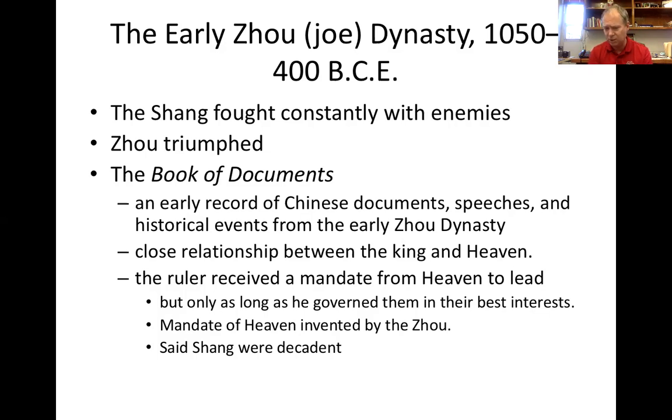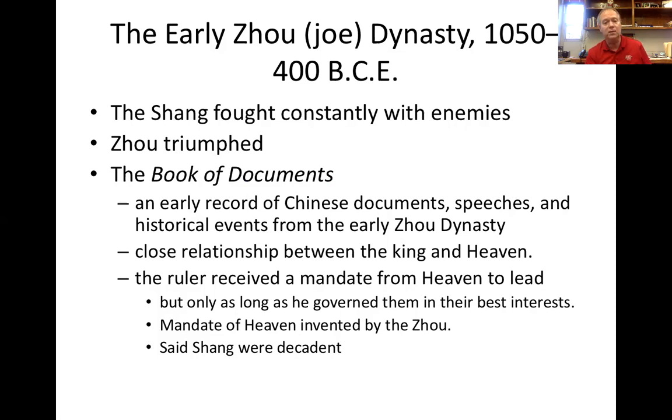And one of the things they do to justify their rule is they come up with this concept of the mandate of heaven. And you can read about this in an early book about the Zhou dynasty, early records of the Zhou dynasty, known as the Book of Documents. But this mandate of heaven becomes very, very significant.